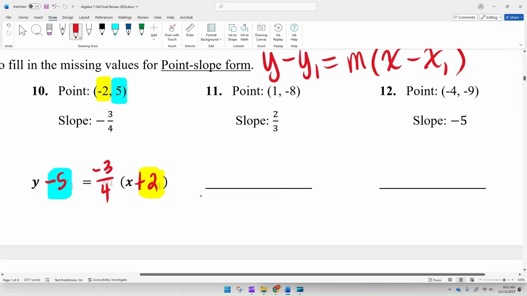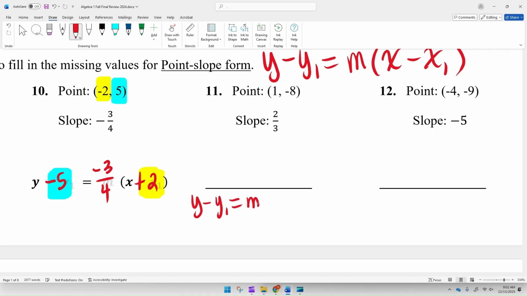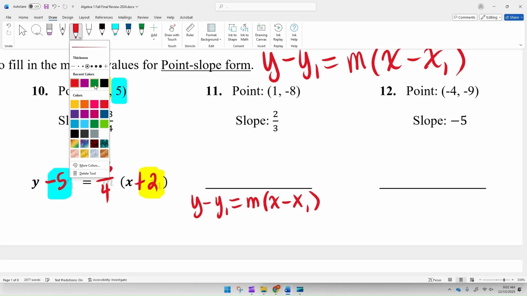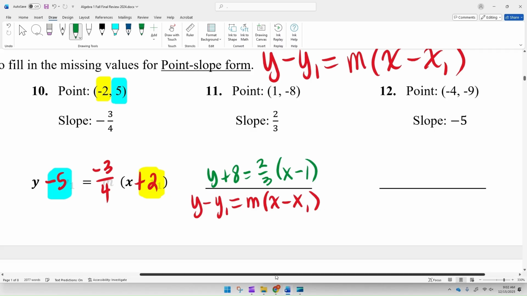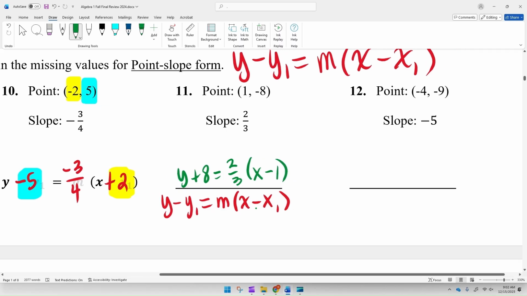All right, now we're going to write it all together. I'm going to write my point-slope form underneath just so that I can remember. So this is going to be y, and then that's opposite, so that becomes plus 8, equals our slope, 2/3, x, that's opposite, so minus 1. Okay, notice everything's lined up just like it is.